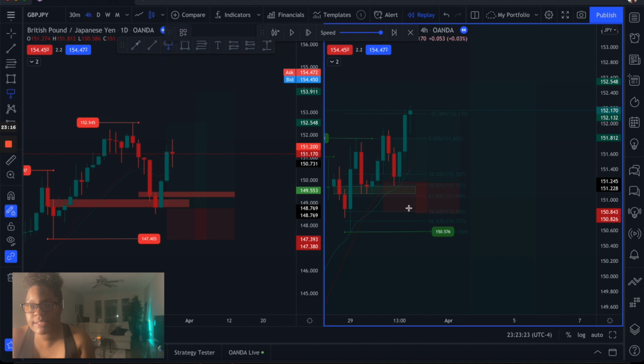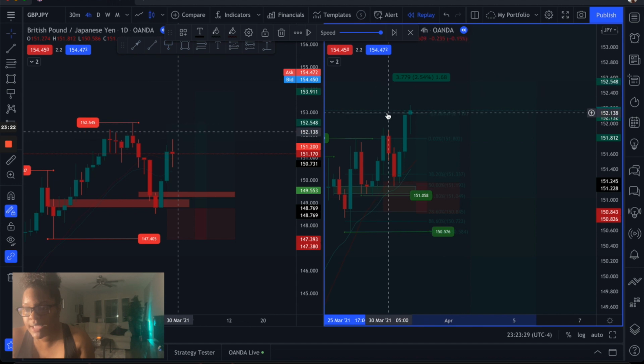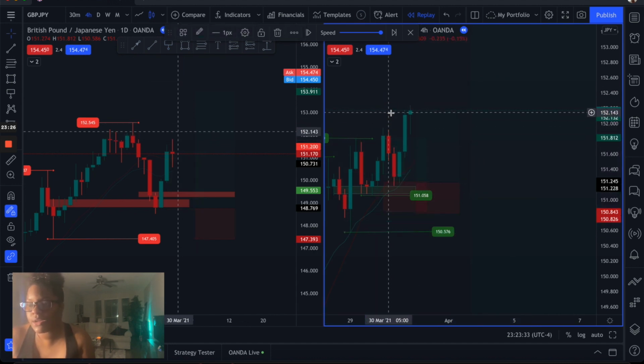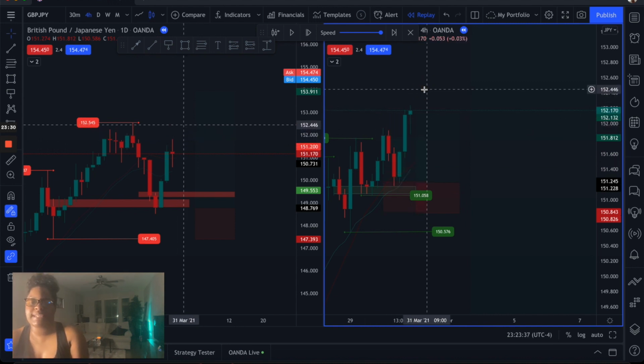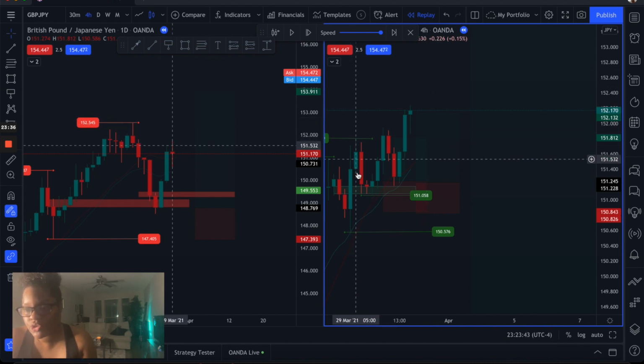Price came back, made another high. Let me get rid of this field. And that would have been another trade right there, back up to the upside. But I didn't take it. It's fine. Going fast, fingers. Okay. But look at that, y'all. Look how beautiful that trade was.